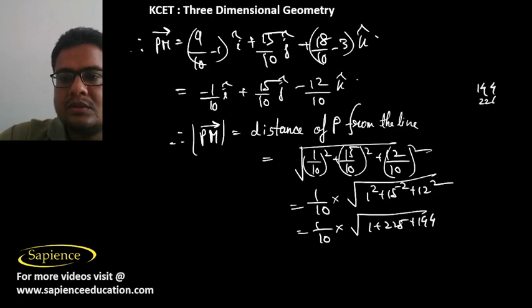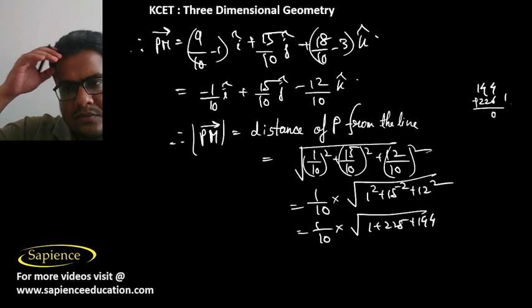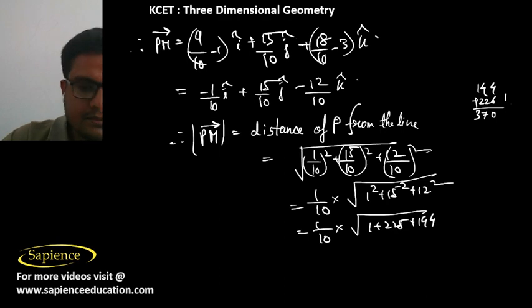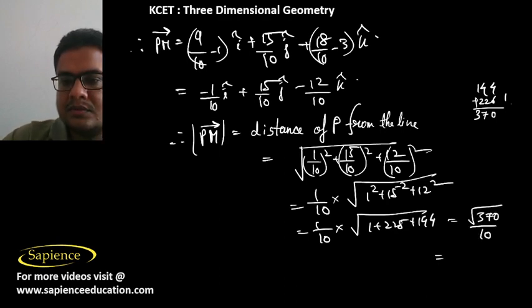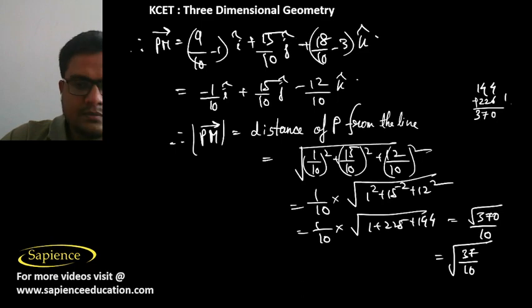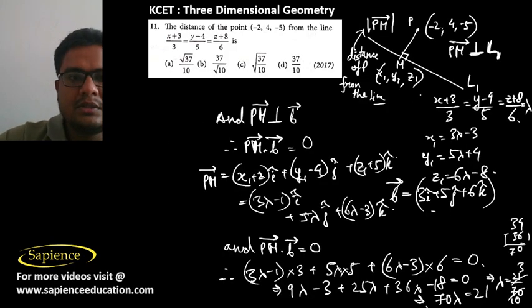144 plus 226 plus 4, that is 370. This is root over 370 by 10, square root of 37 by 10. So root 37 by 10, that is C is the correct answer.